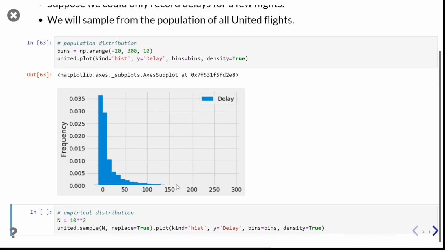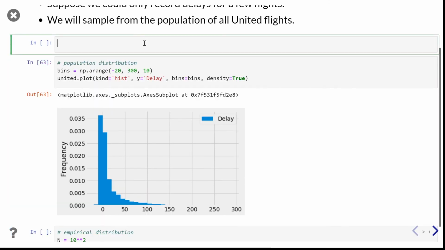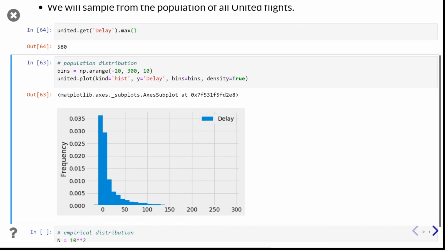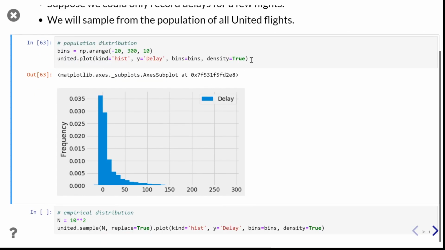But the x-axis going all the way to 300 tells us that there was some flight that was delayed for about 5 hours. In fact, let's see what it was. So United get delay dot max. Ooh, 580 minutes. That's a long flight delay.